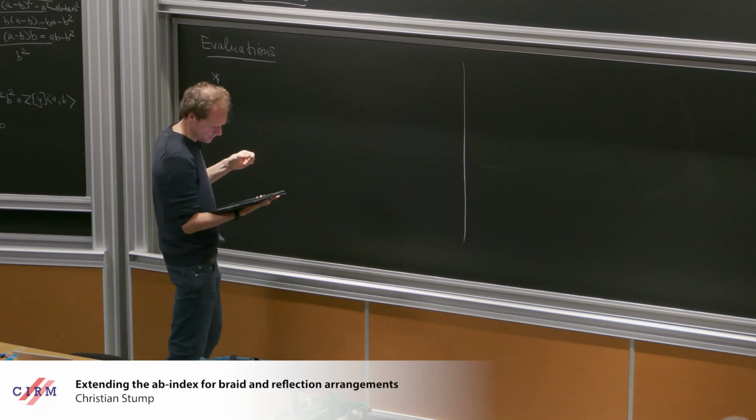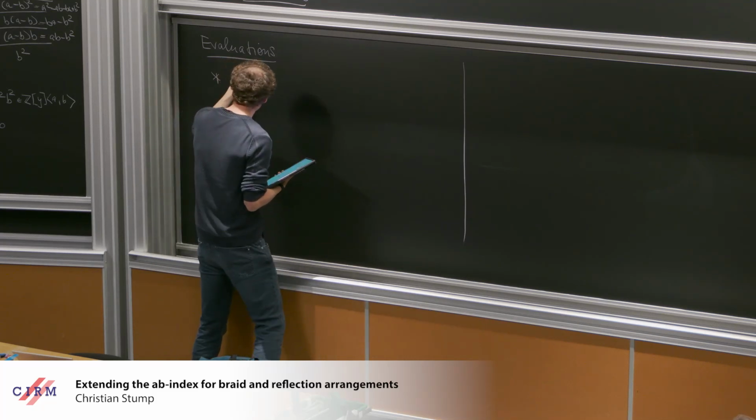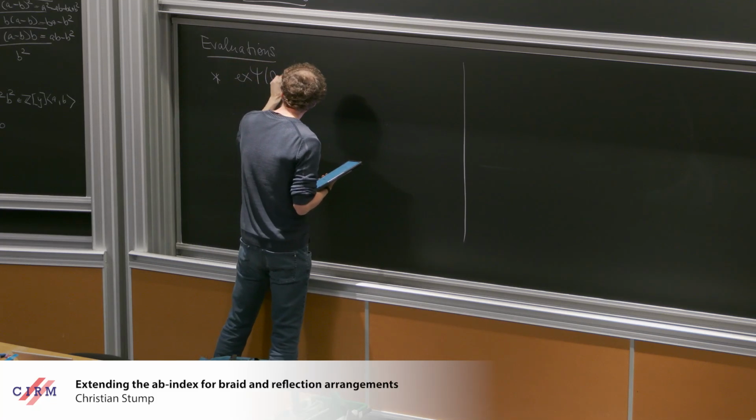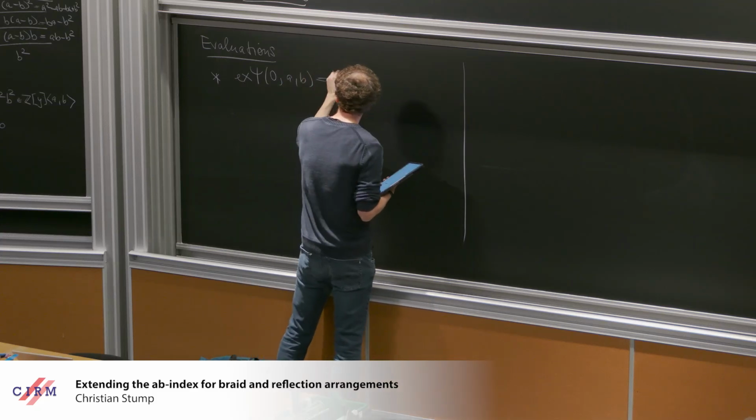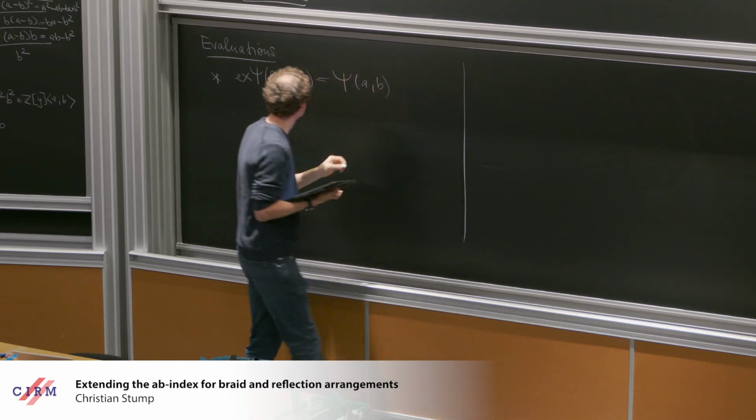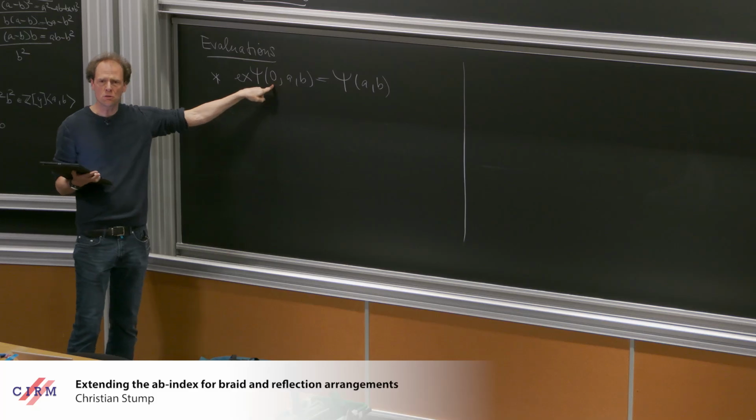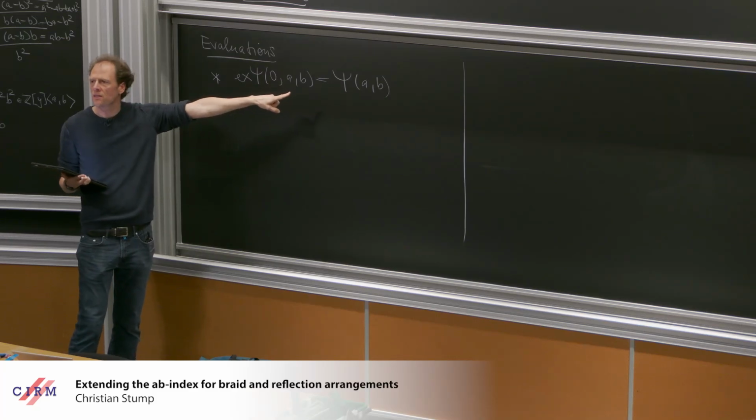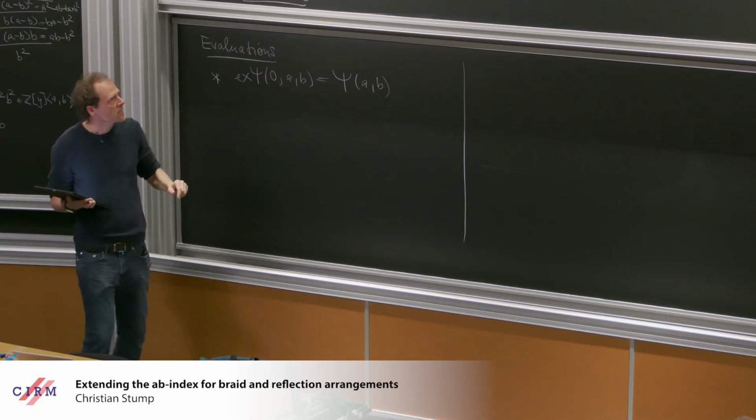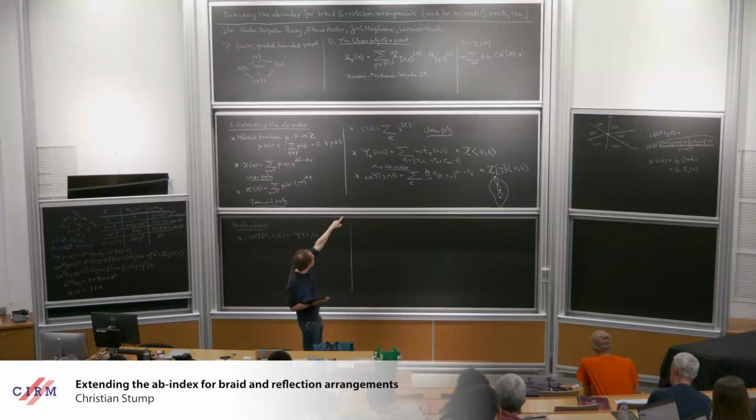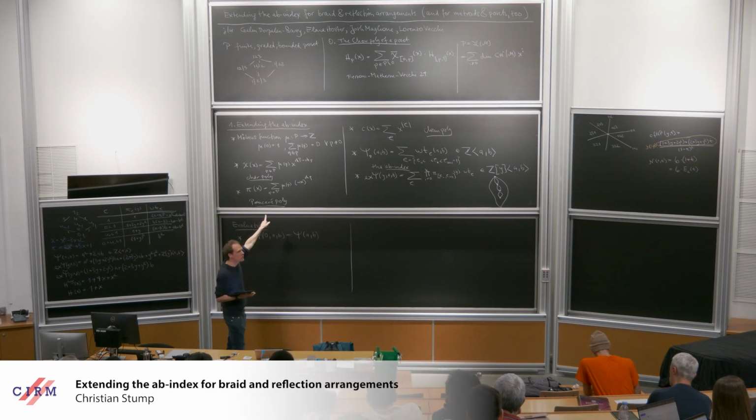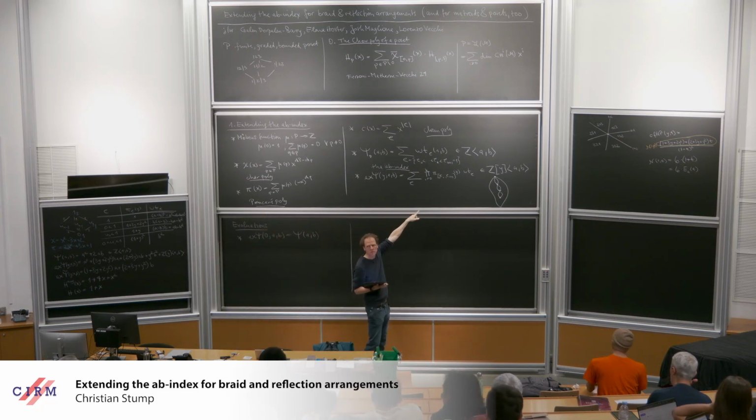So maybe let's start with some easier ones. When you plug in y equal to 0, you're getting back the classical AB index. Why is this the case? Well, because the Poincaré polynomial has constant term 1 always. So if the Poincaré polynomial has constant term 1, that means if you plug in y equal to 0, they all turn into 1s, and this prefactor just completely disappears again.